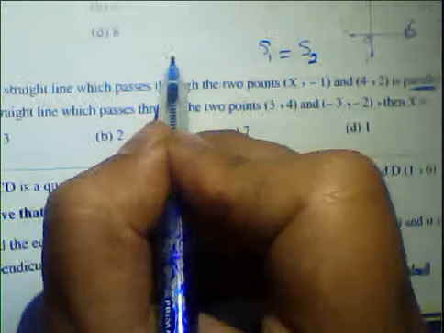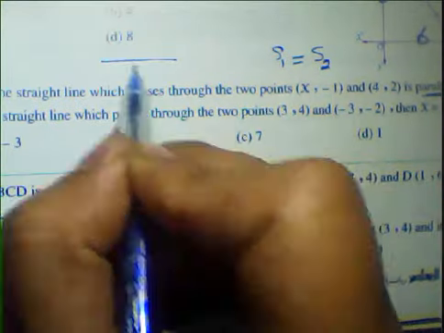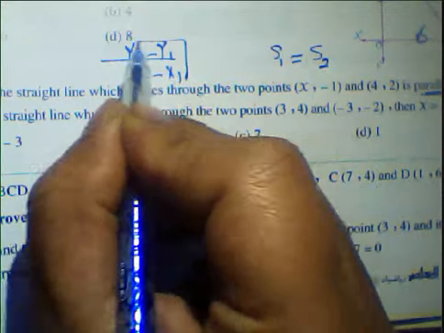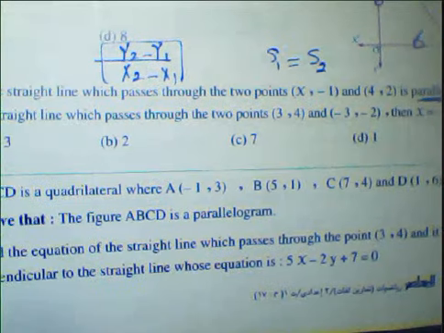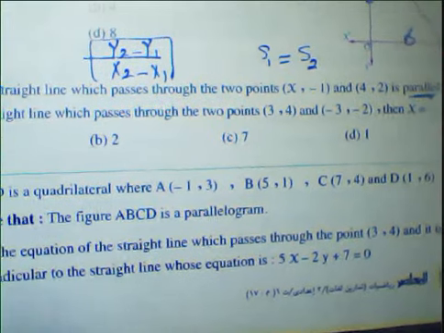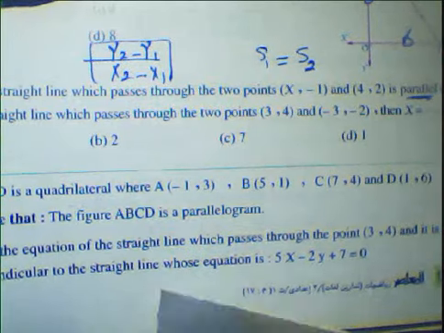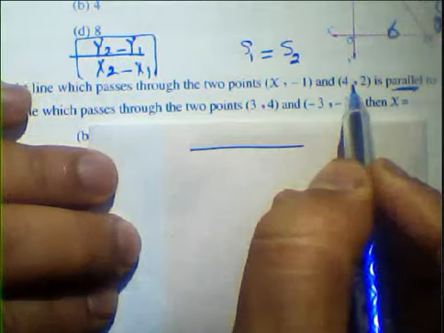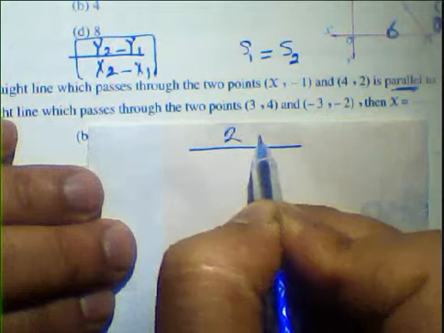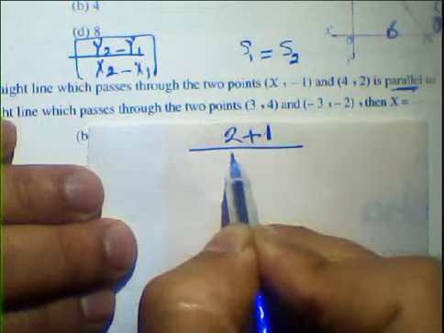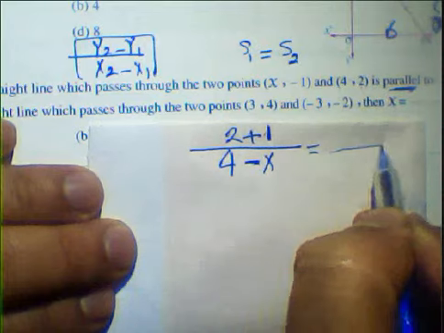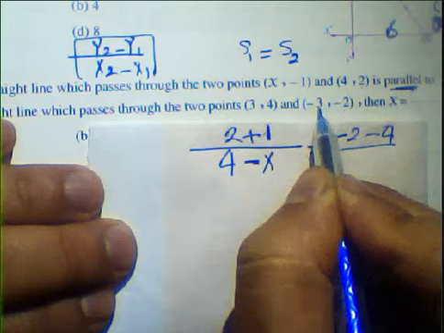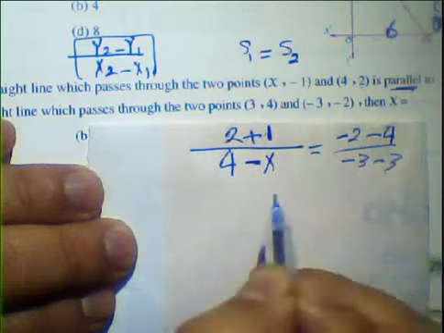We can find the slope as the difference of y2 and y1 over x2 minus x1. We can find the slope of the first and the second and equate them. First, the slope here is 2 minus 1, it will be 2 plus 1 over 4 minus x. Equal to the slope here, -2 minus 4 over -3 minus 3.